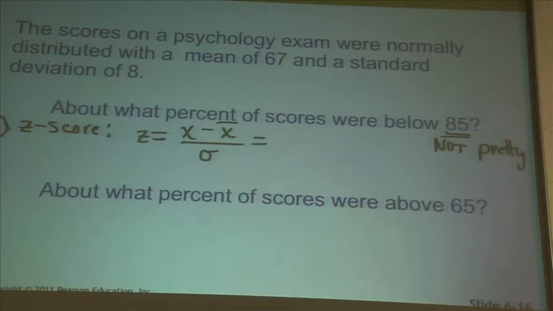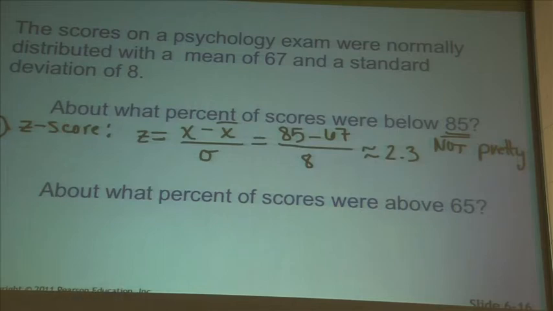We're looking at a score of 85, and we have to subtract away from that our mean of 67. And then we divide by our standard deviation of 8. Punch that in your handy calculator. I got approximately 2.3. Now that's not 2.3%. Not 2.3%. That is your z-score.